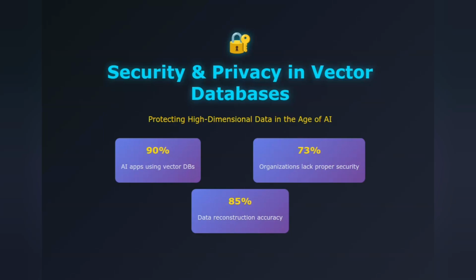This is AI Academy, and today we're diving deep into one of the most critical yet overlooked topics in modern AI infrastructure: security and privacy in vector databases. With over 90% of AI applications now relying on vector databases for everything from recommendation systems to large language models, securing this data has never been more important. Yet, recent studies show that 73% of organizations don't have proper security measures in place for their vector data.